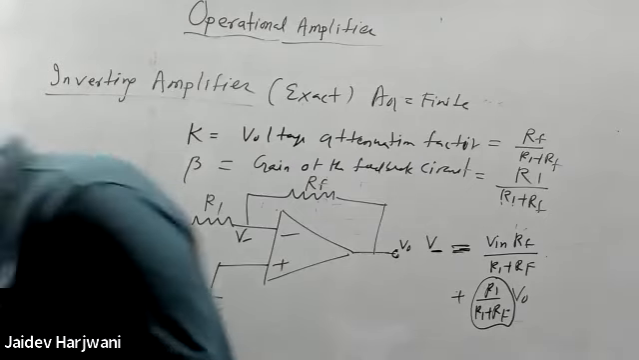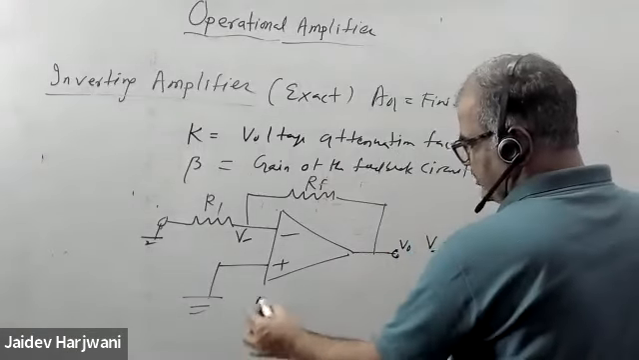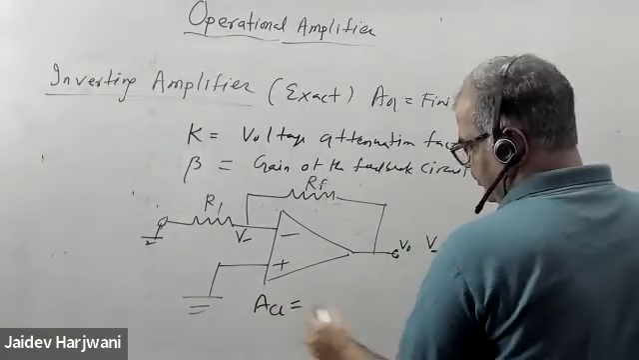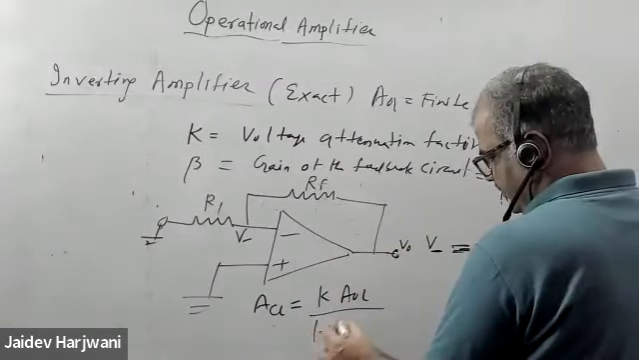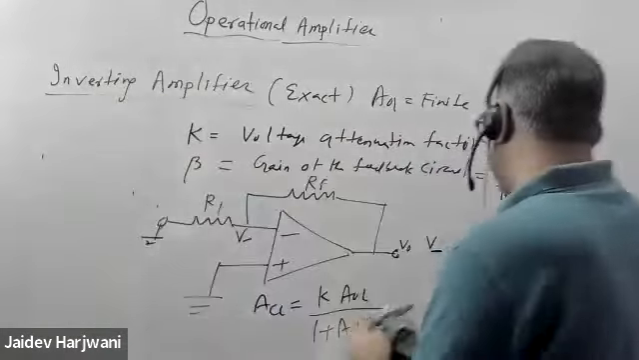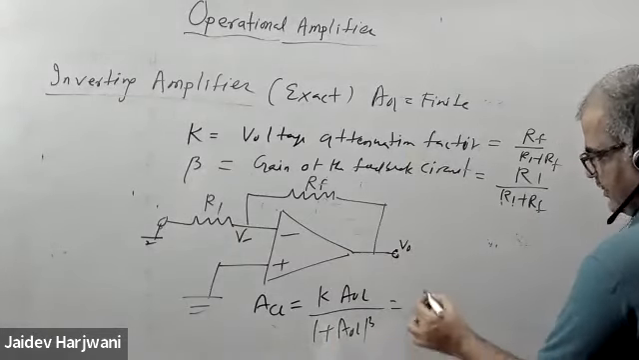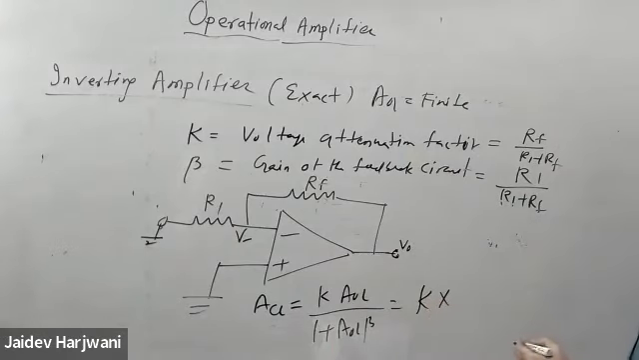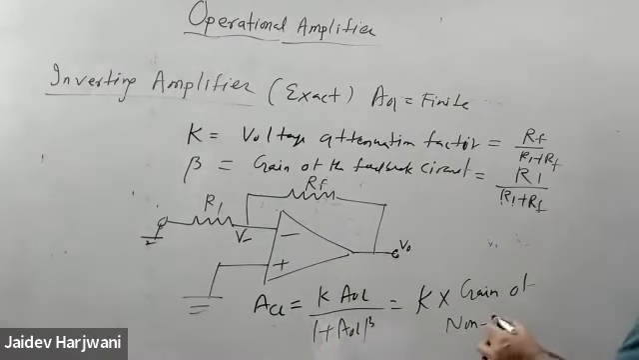So from here, the relation we are getting, just now what I have written, is that the closed loop gain is equal to K AOL upon 1 plus AOL beta. This I can write as K into the gain of a non-inverting amplifier. This A upon 1 plus A beta was the gain of the non-inverting amplifier.